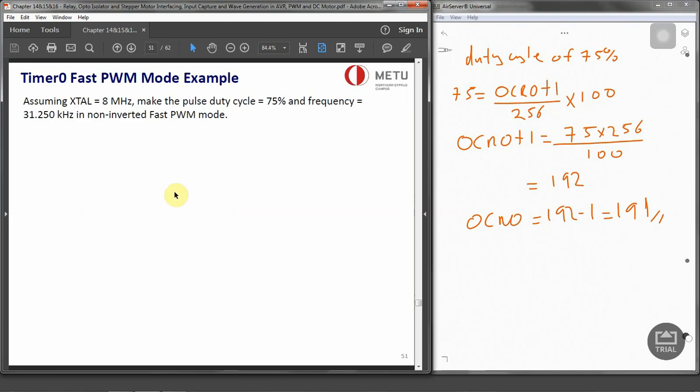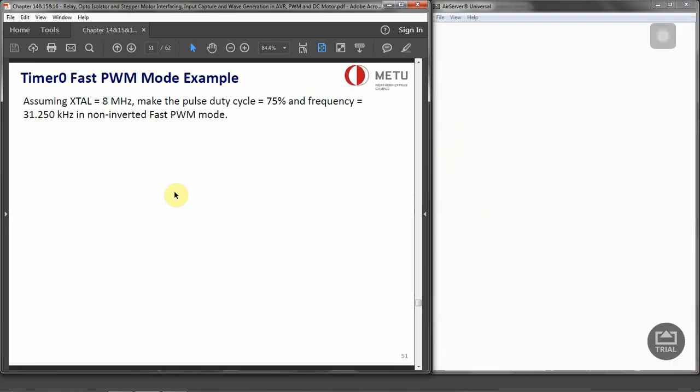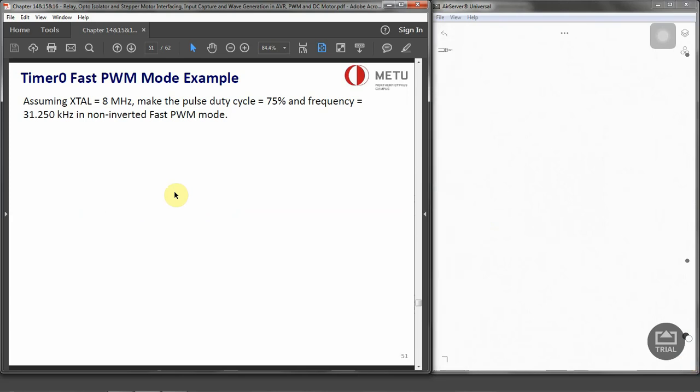Now the question says, assuming we have a clock of 8 MHz, make the pulse duty cycle 75% and frequency 31.250 kHz in non-inverted fast PWM mode. What do we know as a formula? The frequency of OC0 is going to be F clock divided by N times 256.